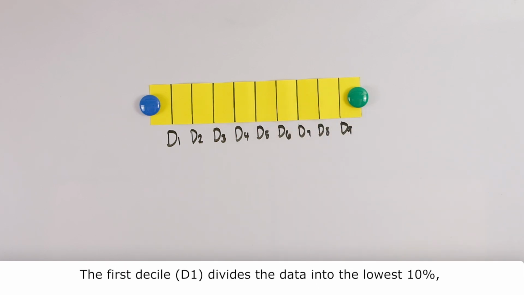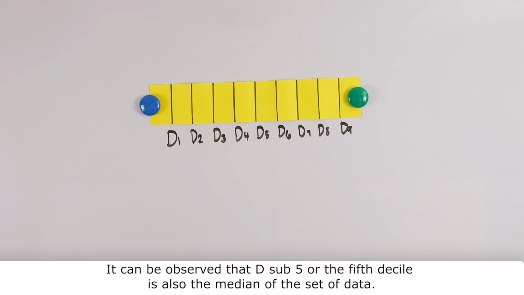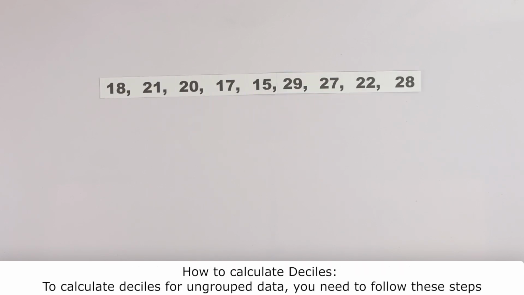The first decile, denoted by D sub 1, divides the data into the lowest 10%. The second decile, denoted by D sub 2, into the lowest 20%, and so on. The 10th decile divides the data into the highest 10%. It can be observed that D sub 5, or the 5th decile, is also the median of the set of data. How to calculate deciles?